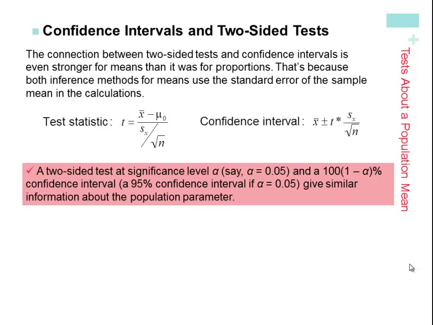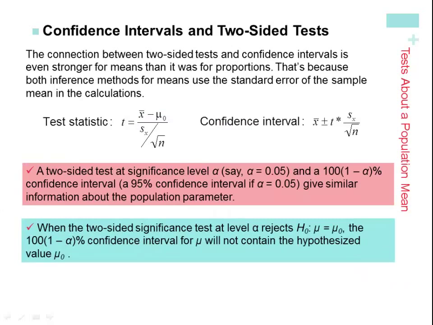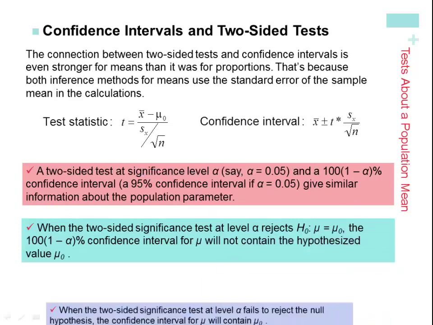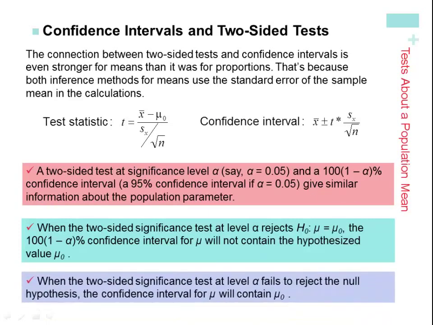A two-sided test of significance level alpha and a 100 times 1 minus alpha % confidence interval give us similar information about the population parameter. When the two-sided significance test at level alpha rejects the null hypothesis, the 100 times 1 minus alpha % confidence interval for mu will not contain the hypothesized value. When the two-sided significance test at level alpha fails to reject the null, the confidence interval will contain the mu naught value.